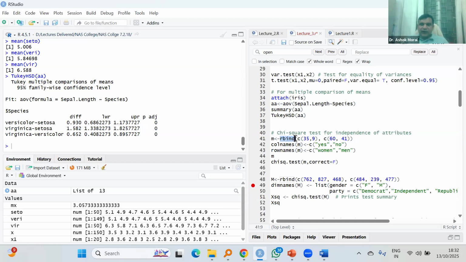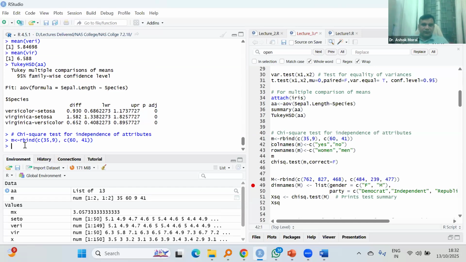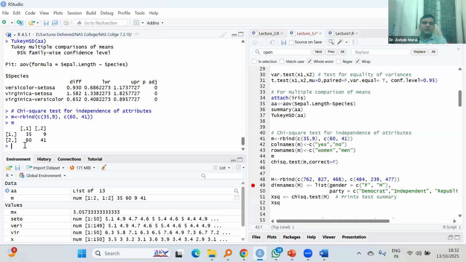So we will use the R bind. What is this R bind? Just see the M. It is just a 2x2 contingency table, a 2x2 matrix. C bind can also be used to create the matrix: first column, and then first row and then second row. R bind basically we have used.